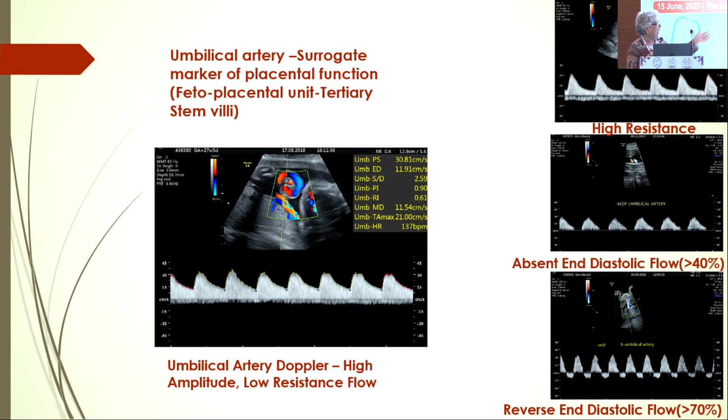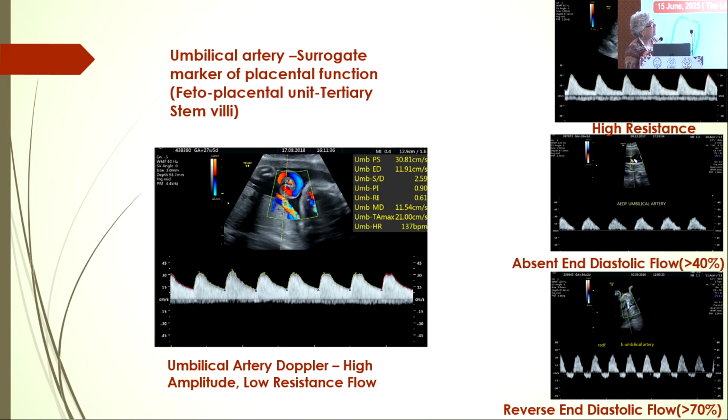So normally, the umbilical artery Doppler is a high amplitude, low resistance vessel. Whenever there is some problem with the diastolic flow, which should be good in normal condition, then according to severity, it will show different types of abnormal patterns. So the first one on the right side, we can see that diastolic flow is present, but in a lesser amount. So it is showing high resistance flow.